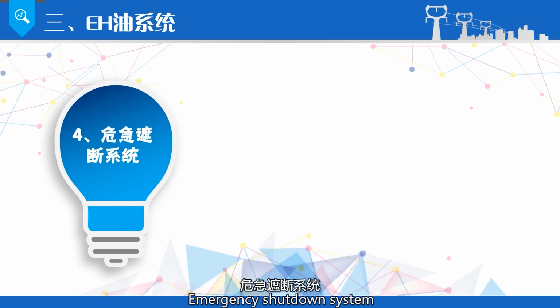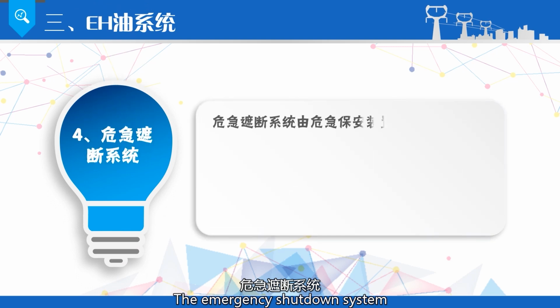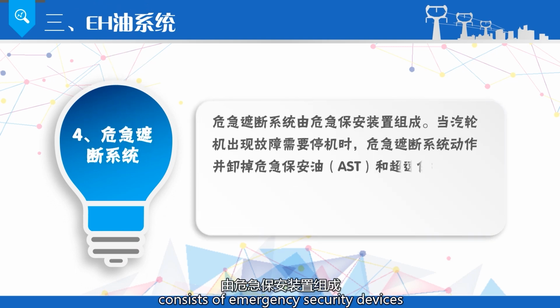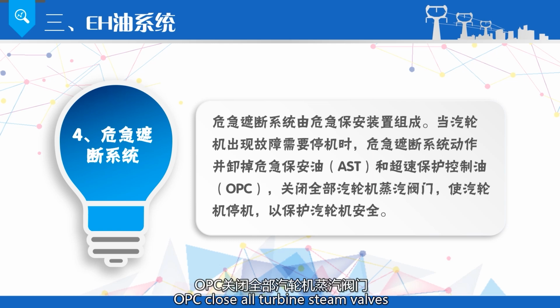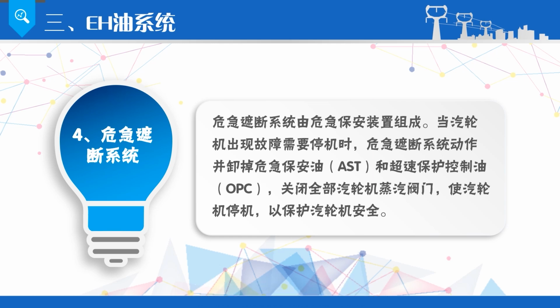Emergency shutdown system. The emergency shutdown system consists of emergency safety devices. When the turbine malfunctions and needs to be shut down, the emergency trip system will activate and remove the emergency safety, or AST, and the overspeed protection control, or OPC. It closes all turbine steam valves and shuts down the turbine to protect its safety.